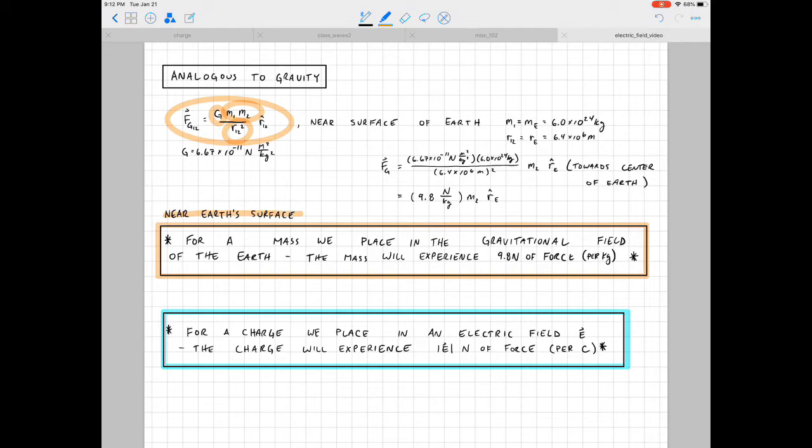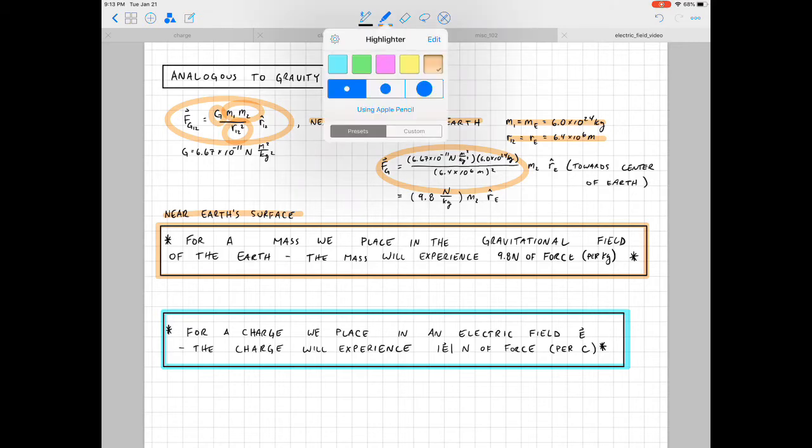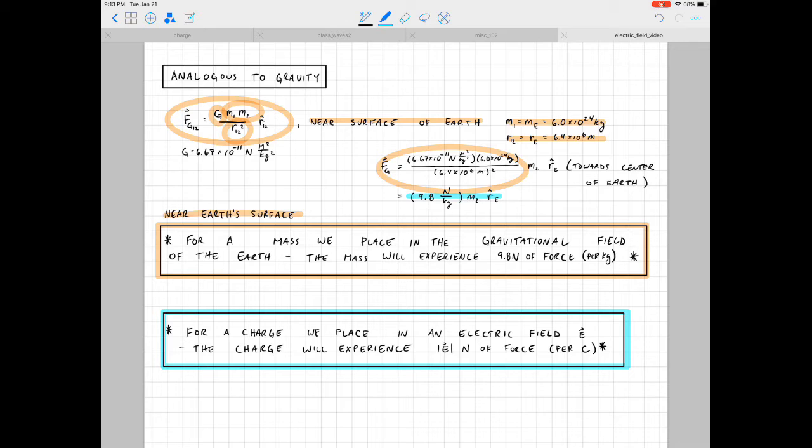Now, of course, in 101, for the most part, we were near the surface of the Earth, and so m1 was really the mass of the Earth, r12 is really the radius of the Earth, and if you plug those numbers into the force of gravity expression, what you end up getting is that the force of gravity on an object near the surface of the Earth is going to be equal to 9.8 newtons per kilogram times m2, and the direction there is towards the center of the Earth.